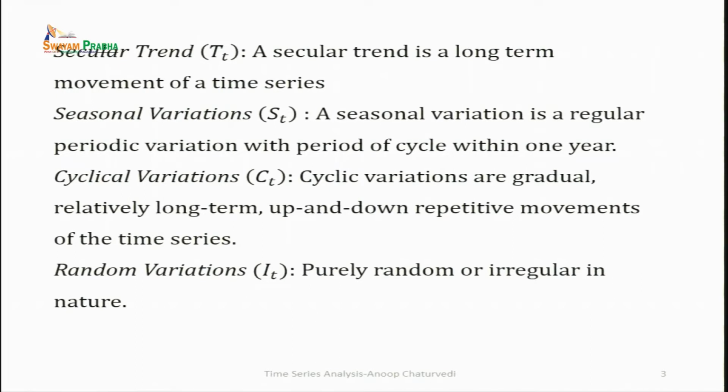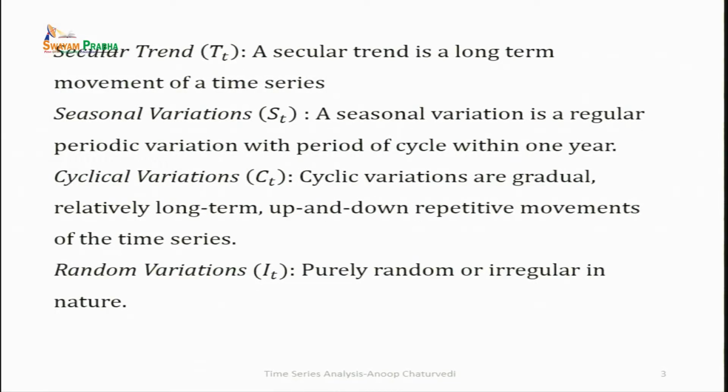The first component is secular trend. Secular trend is a long term movement of a time series. Just for example, if you take the population of India, we have a census after every 10 years. You take data on the census of India for the last say 50 years or 100 years, and you plot those data. Then you will observe a particular kind of behavior, and that behavior is that with the passage of time, the population has a tendency to increase. In the long run population has increased. So, this kind of tendency is called the secular trend.